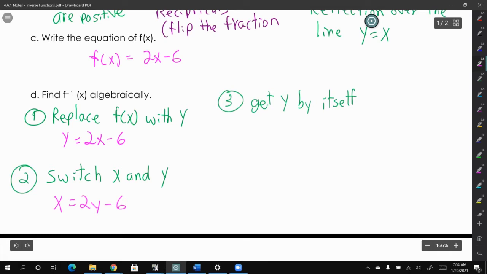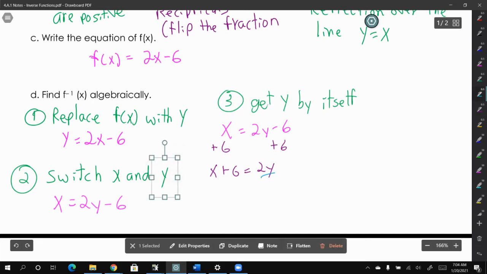So we started with x equals 2y minus 6. So we're going to add 6 to both sides. X plus 6 equals 2y. Divide everything by 2. We get x over 2 plus 3 equals y.